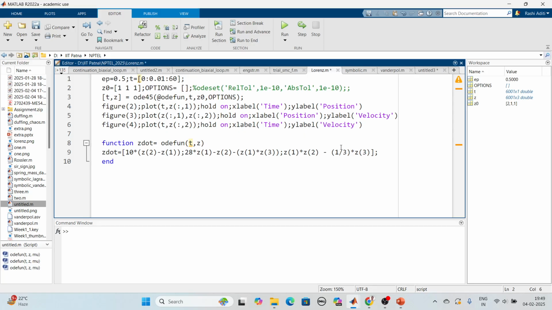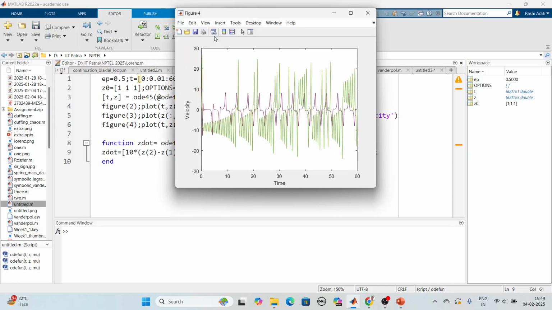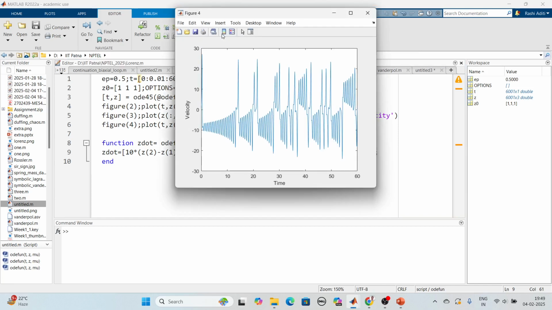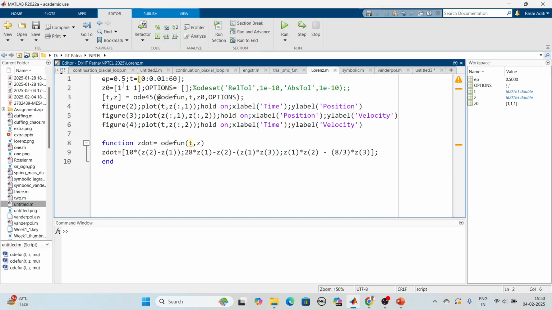Now again, I will change this parameter from 1 by 3 to 8 by 3. And now I'll again simulate the system for the initial condition. Now, do you remember how much I changed earlier? 0.001. Now I'll simulate the system.